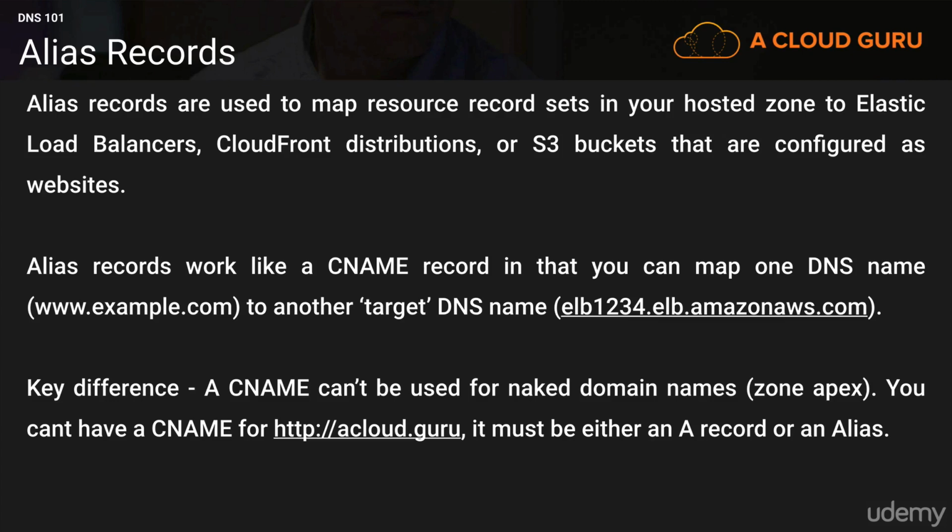So you can map www.example.com to another target DNS name, which might be elb1234.elb.amazonaws.com. Now, when you're playing with DNS, and you can try this on GoDaddy as well as Route 53, your naked domain name always must be an A record. You can't set a naked domain name to be a CNAME.